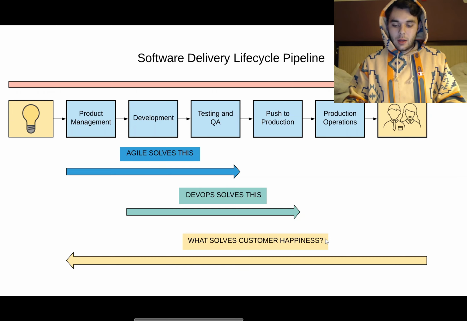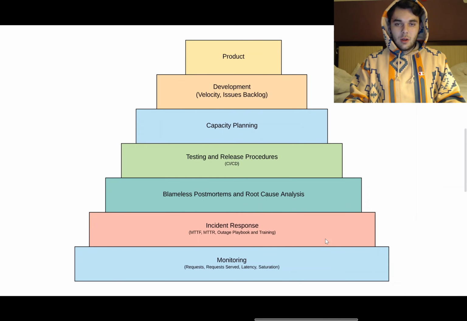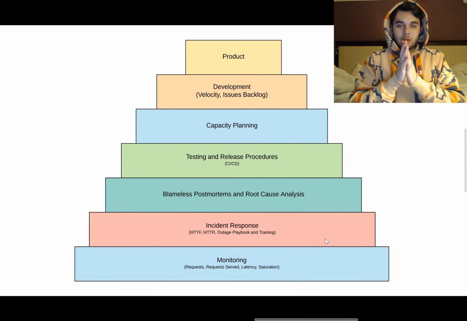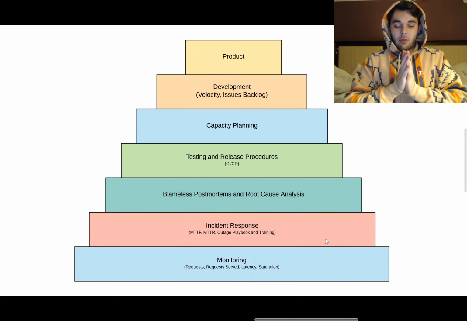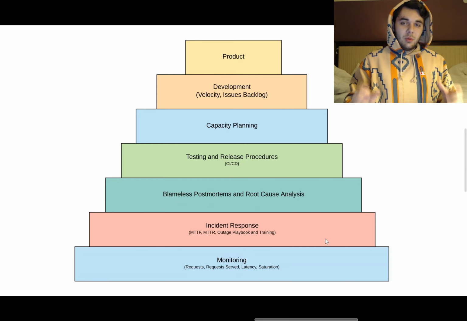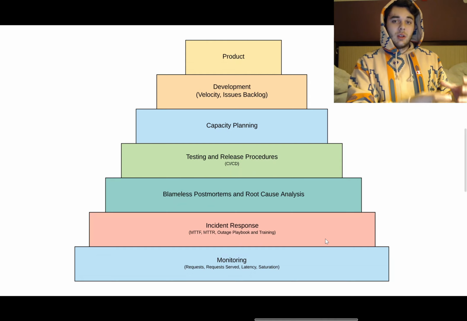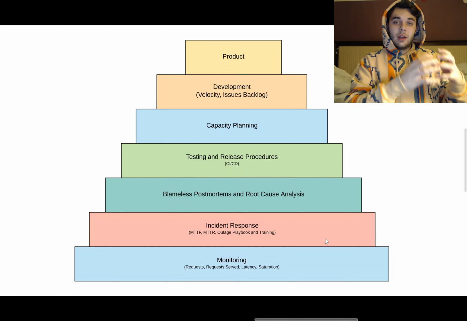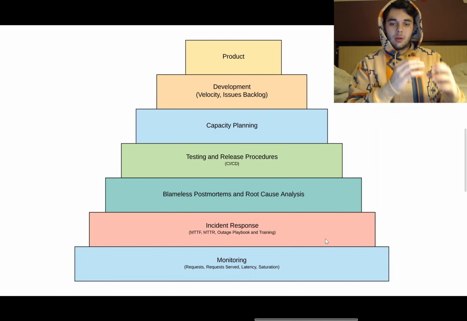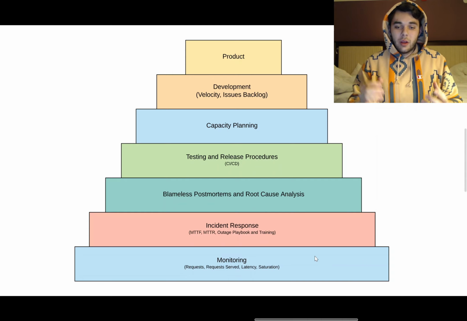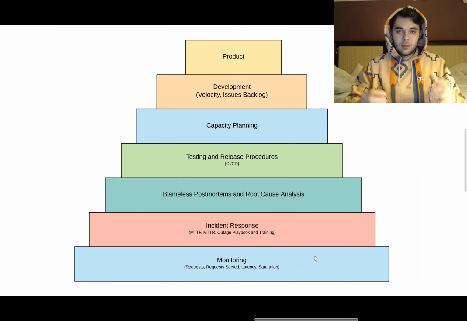Okay, so let's go ahead and go to this. This is called the Dickerson Hierarchy of product development, and this is what you get when you think about what promotes customer trust and reliability, end user trust and reliability, service consumption trust and reliability. You start with monitoring. This is the most foundational aspect.